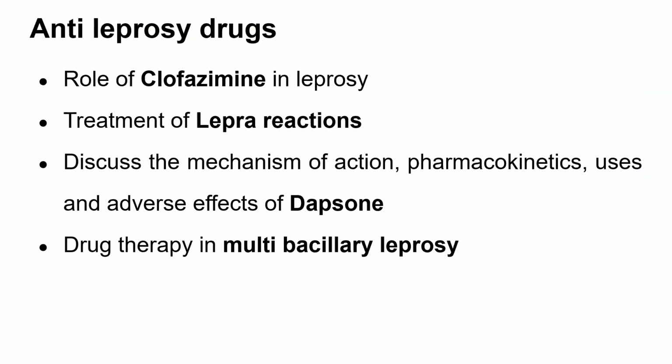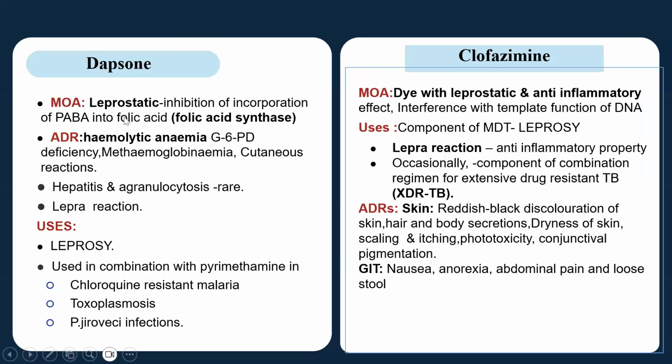Coming to anti-leprosy, they have asked clofazimine and dapsone, and regimen. So dapsone, it is leprostatic drug. Mainly dapsone comes in sulfonamide. So it inhibits the folic acid synthase enzyme and inhibits the folic acid synthesis. ADR is hemolytic anemia, hepatitis, agranulocytosis. Leprosy we are using. In addition, we can use in chloroquine-resistant malaria, toxoplasmosis, and Pneumocystis jirovecii infection.